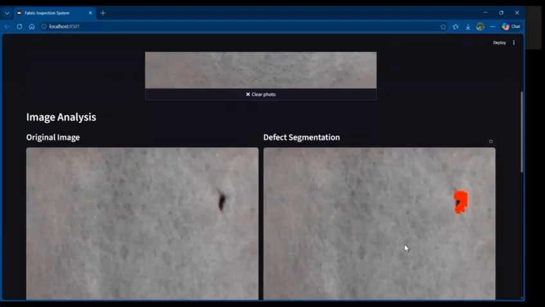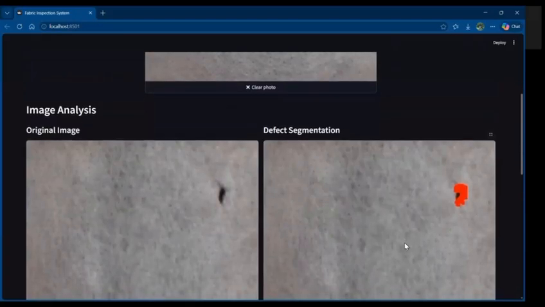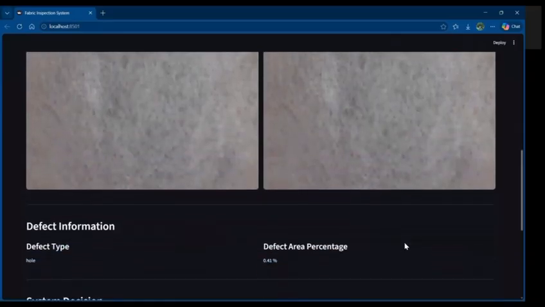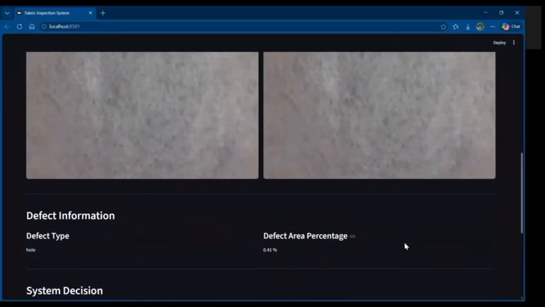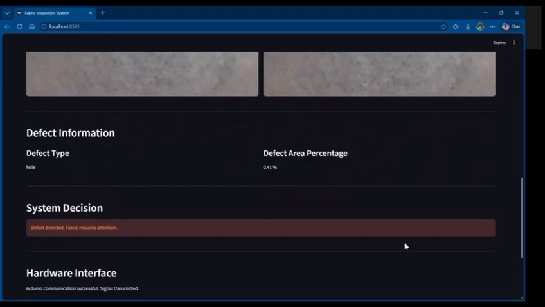You can see the original image on the left and on the right, the segmentation overlay showing exactly where the defect is highlighted. Below that, the defect type, that is the hole, the affected area, over here it's 0.41%, and the system decision of defect detected.